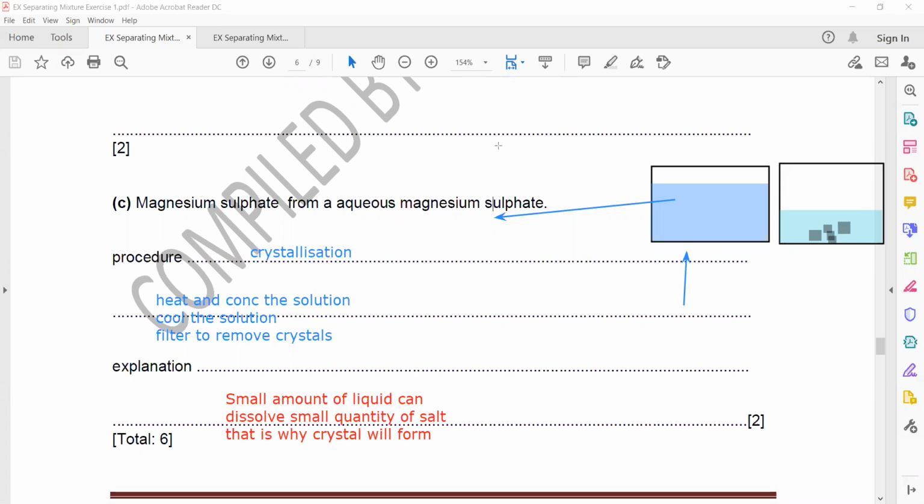Anyone else having a doubt in this? Exercise 1 of separating mixtures.